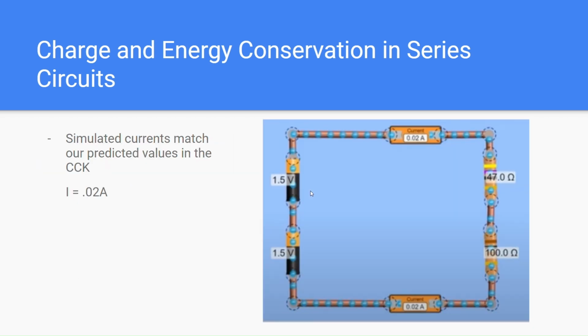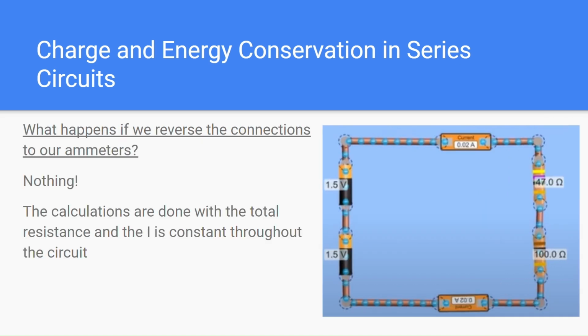All right, so do the simulated currents match? Yes, they do. They're about 0.02 amperes. When we simulated it, everything matched up. So what happens if we reverse the connections to our ammeters? Nothing. These calculations were done with the total resistance, and I is constant throughout the circuit. It sums to zero, so it's the same current through it.